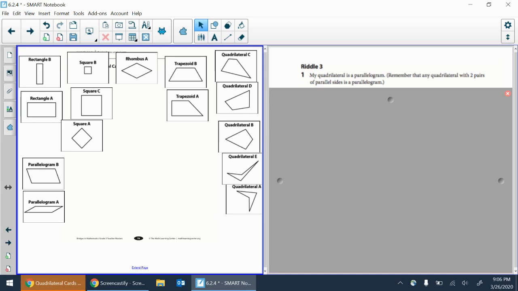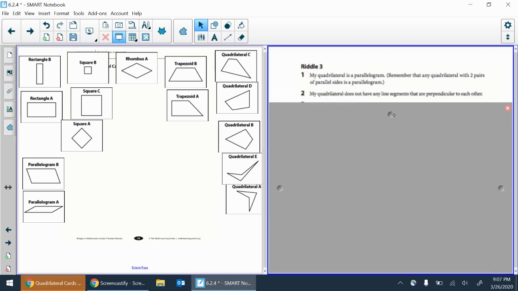Okay, number 1. My quadrilateral is a parallelogram. Remember that any quadrilateral with 2 pairs of parallel sides is a parallelogram. So this time we do want a parallelogram. And yes, it is going to be more than just these 2 shapes that are labeled parallelogram. Remember, other shapes have 2 sets of parallel lines. Pause right here and go ahead and sort your shapes and then play when you are ready.